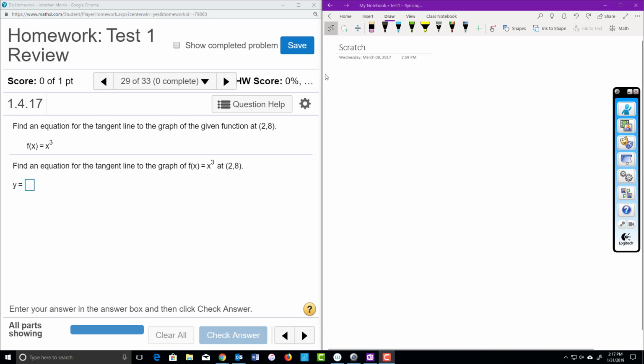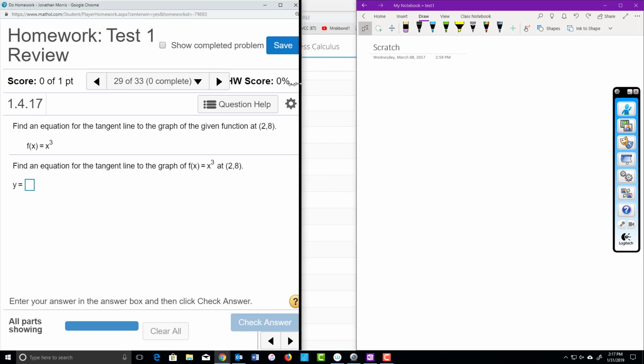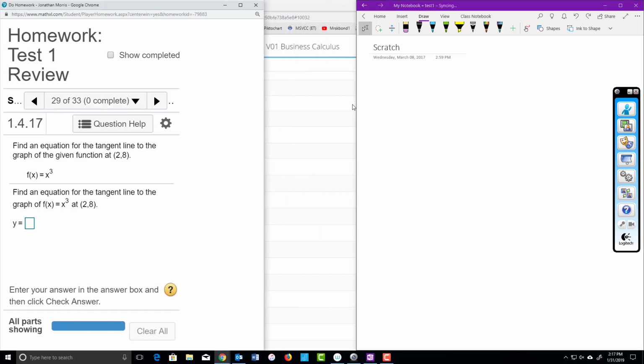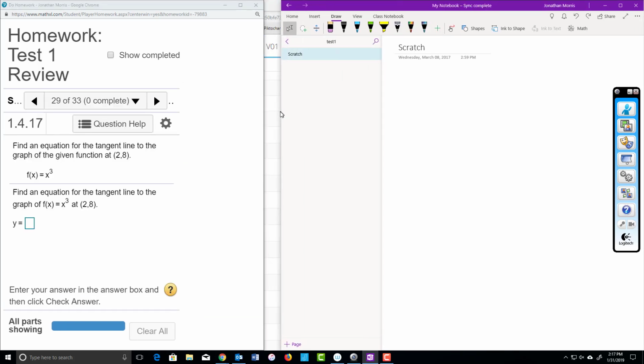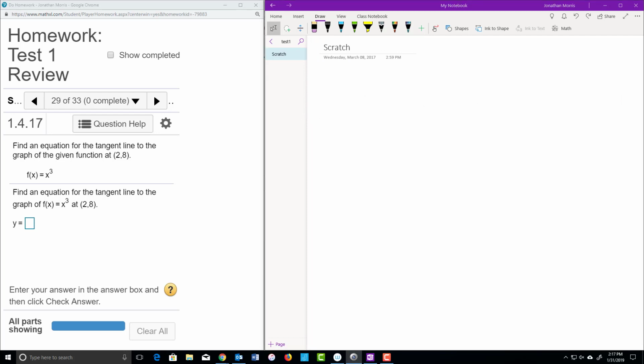So let me start this off by apologizing a little bit about some things that you see in the test review. I could have planned this a little bit better, but the test review and the test itself cover section 1.4 as well. So it would make a whole lot more sense for me to put section 1.4 before the test. But I have 1.4 being due the same week as the test.